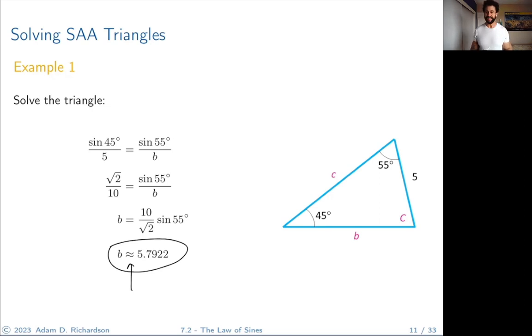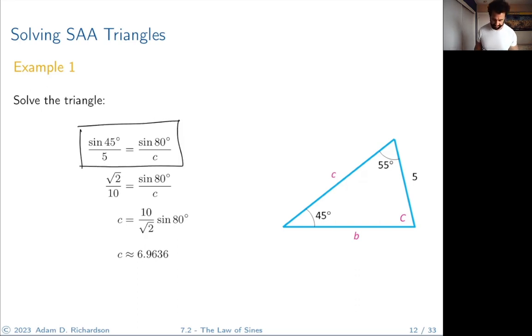Okay, now, all that aside, we've got B now. So now we just need to solve for C. And we can use the other relationship. So we can use this equation, which was the other two pieces. And then we can solve for C, and we get that C is approximately 6.9636. So now we've got all three angles and we've got all three sides. We have solved the triangle. Yay!